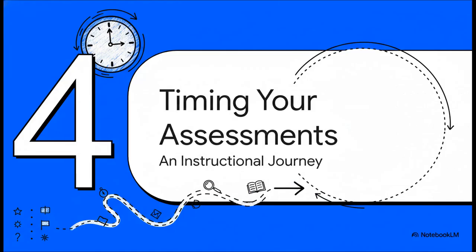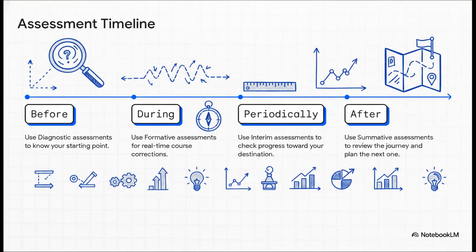All right, so having the right tools is great, but knowing when to pull them out of the toolkit is everything. The timing is what turns a bunch of random assessments into a real, coherent map for the instructional journey. And this timeline really puts it all together. You start before you teach, using a diagnostic to figure out your starting point. Then, during instruction, you're constantly using those formative checks to make small but crucial course corrections along the way. Periodically, maybe every quarter, you pull out an interim assessment to zoom out and see, hey, how far have we come? And finally, after instruction, the summative assessment isn't just about a final grade. It's about reviewing the entire journey to help you plan the next one even better.